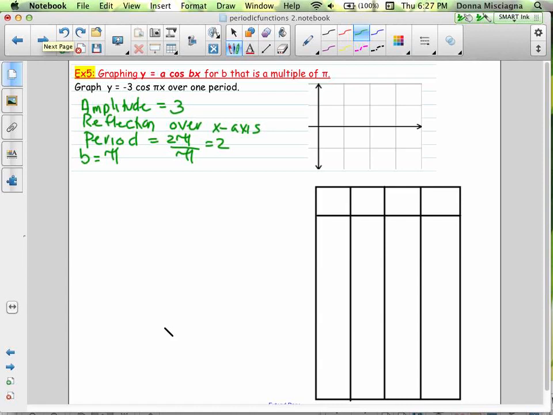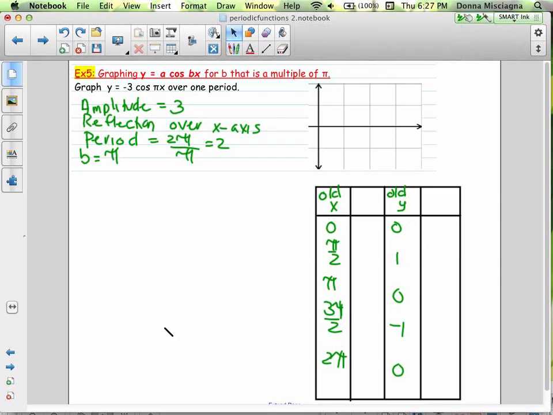And let's fill in our table. We have our old x, which is 0, pi halves, pi, 3 pi halves, and 2 pi. We have the old y that goes with it, and that's 0, 1, 0, -1, 0. Let's change the x values by changing the period.